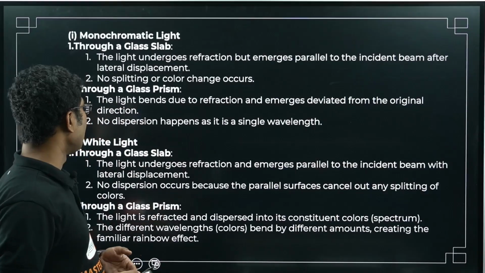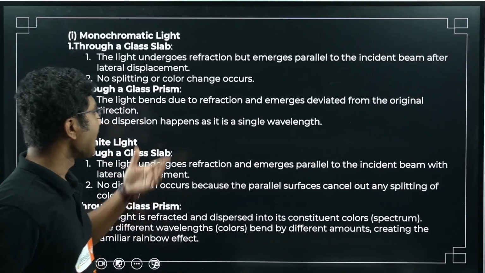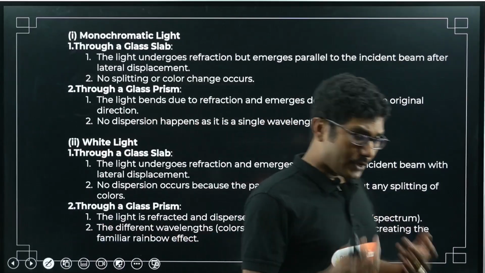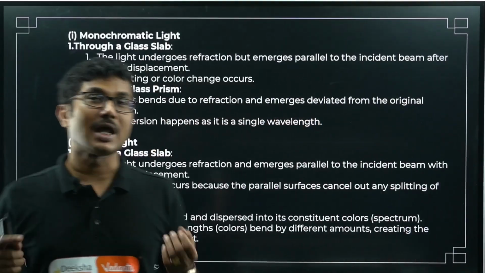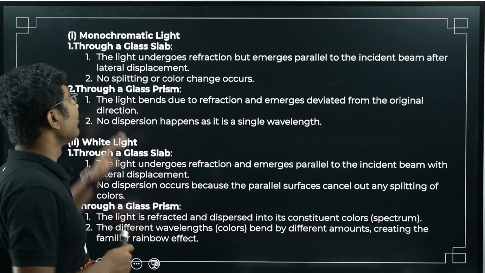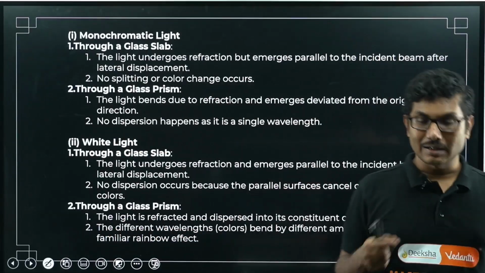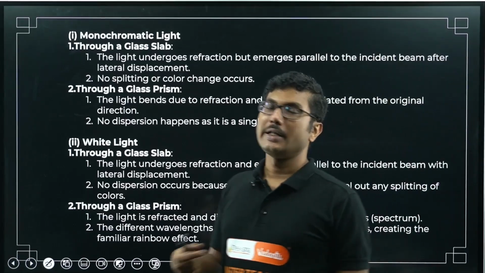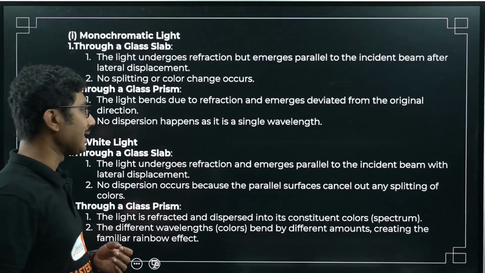No dispersion happens as it is a single wavelength. Obviously monochromatic light, so dispersion will not happen in case of glass prism as well. Be very, very careful. Monochromatic light means single color. So when you pass a single color through a glass prism, it does not show any dispersion because it cannot break a monochromatic light, right?